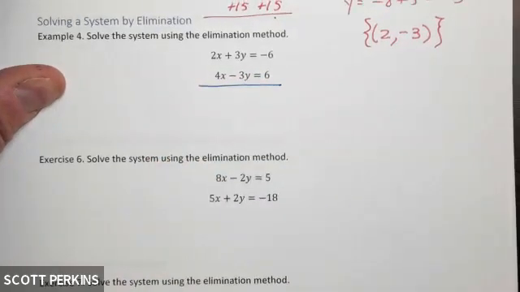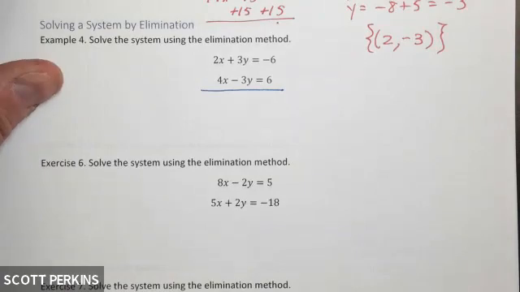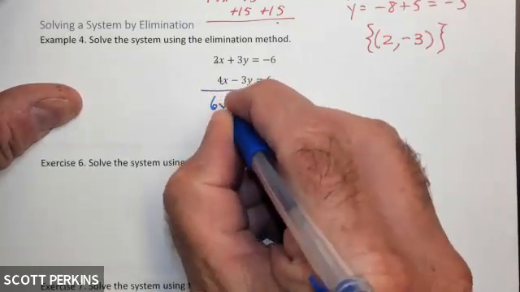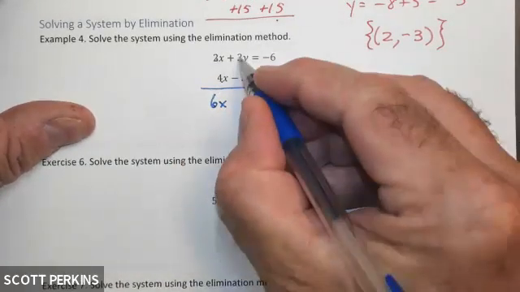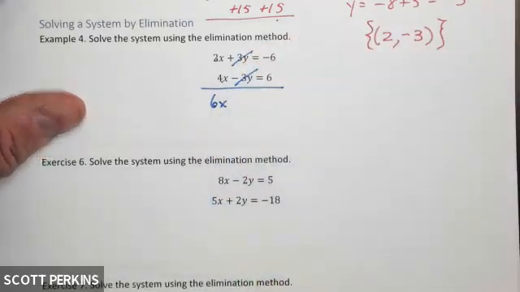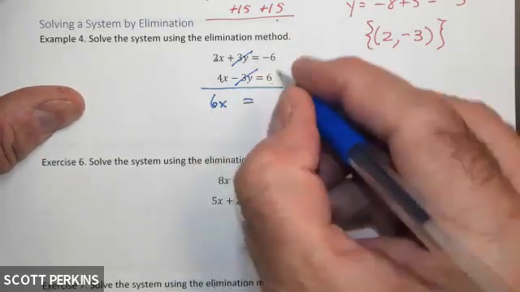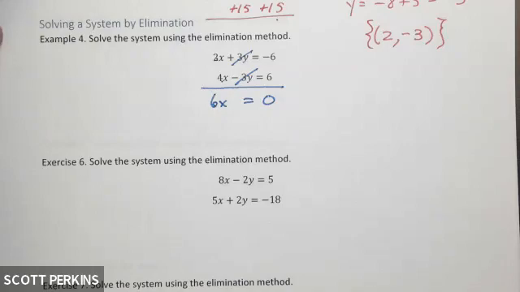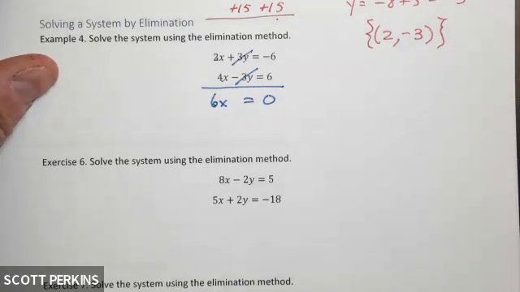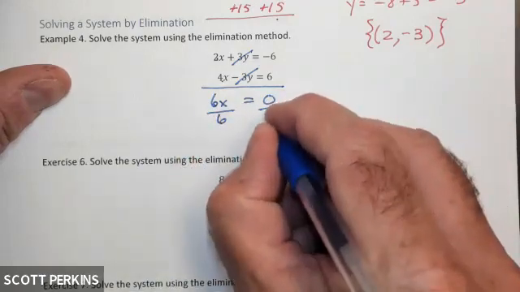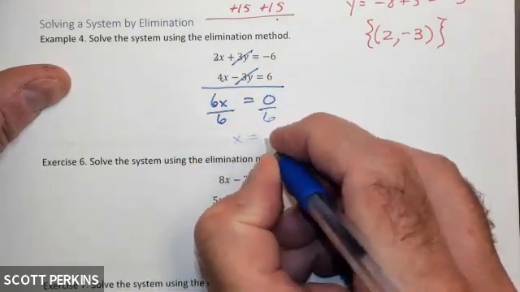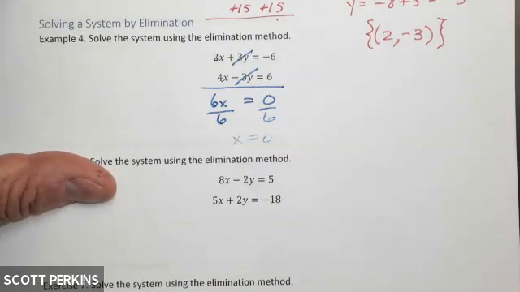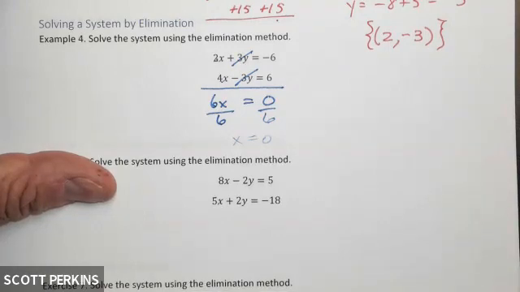So here I could just add these up because of the way the problem was given to me. So the x's, 2x plus 4x, that's 6x. The 3y and the negative 3y, those cancel. And then on the other side, the negative 6 plus 6, that's 0. That's a number. That's okay. Don't be scared of it. And then I divide, and I have x is equal to 0. When I have 0 of something and I divide it by 6, I still have a 0. So there's half the answer.